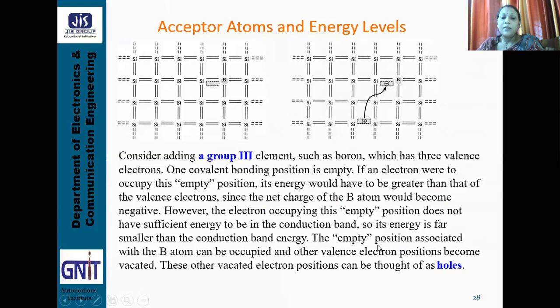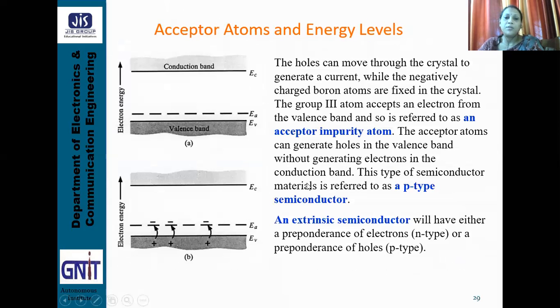And finally, the empty position associated with the boron atom can be occupied, and other valence electron positions become vacated. These other vacated electron positions can be thought of as holes. Here it is showing the Fermi level is closer to the valence band, and this is a p-type semiconductor.